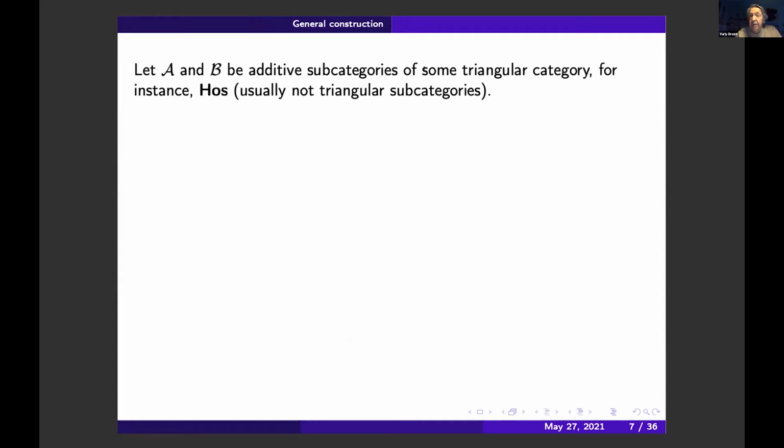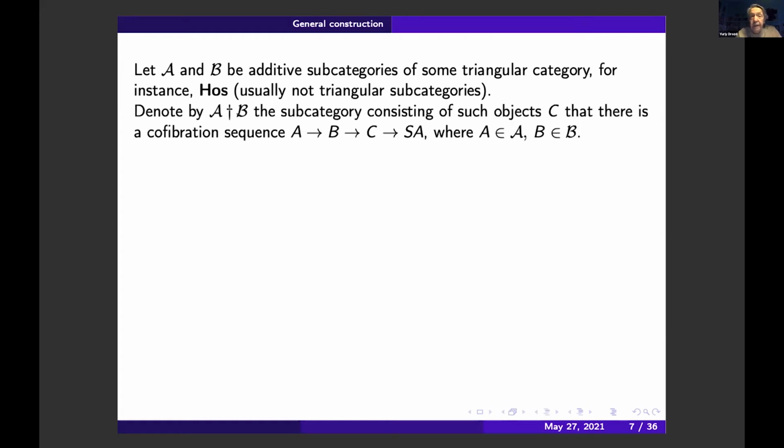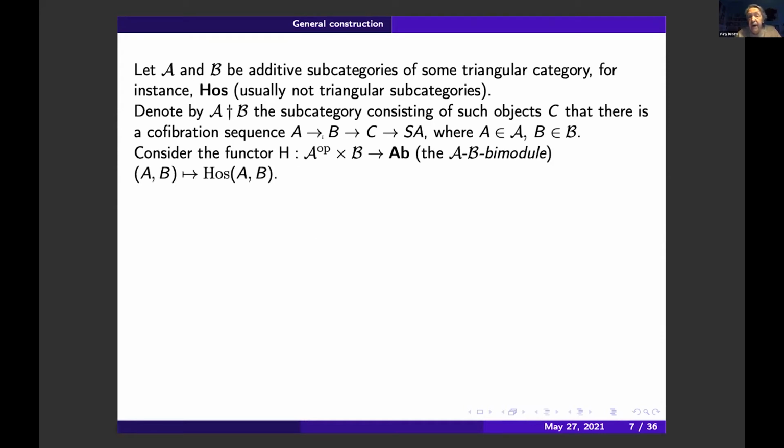Let A and B be additive subcategories of some triangulated category, for instance of the stable homotopy category. Usually they are not triangulated subcategories. They are not closed under shifts, under suspension. Then I denote by A * B the subcategory consisting of all objects C which can be included in the exact triangles, which are cones of morphisms from A to B, where A is from A, B from B.